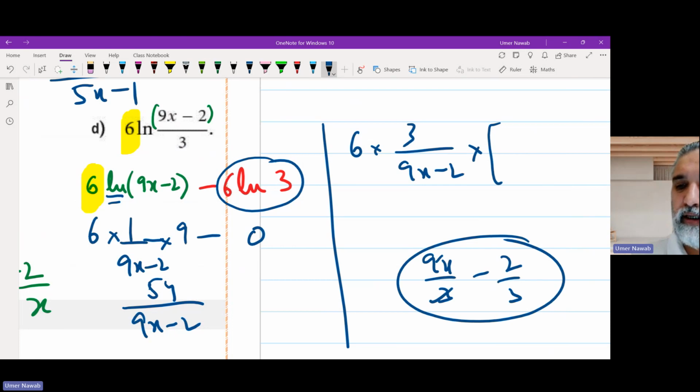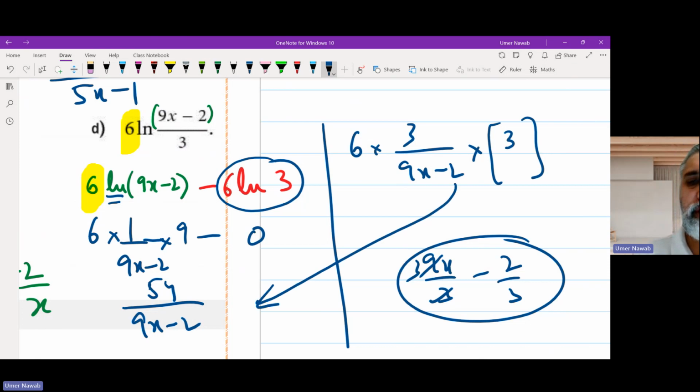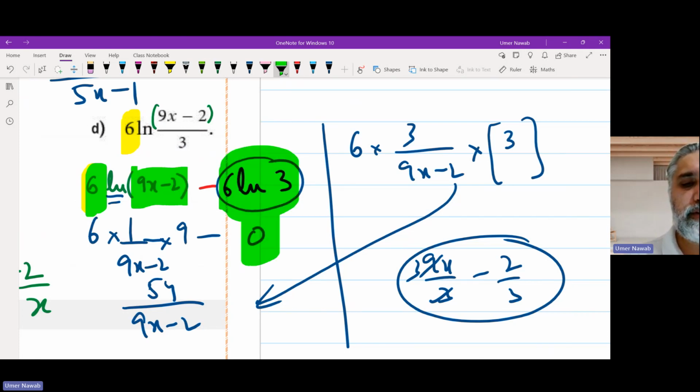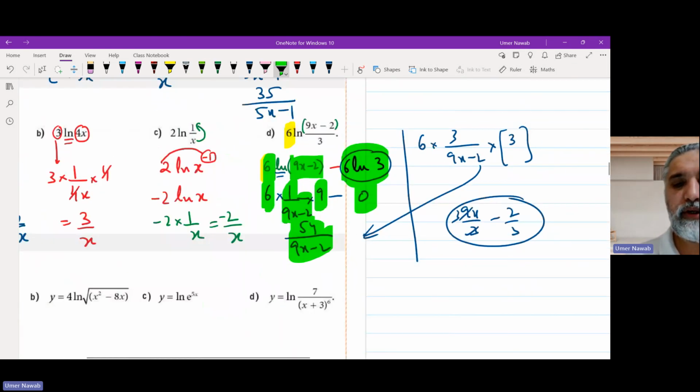And then the further derivative of 9x over 3 minus 2 over 3. What is the derivative of that? The derivative of 3x is just 3. Wallahi, the same answer will come to you like this. This is up to you, use any technique. But I love to apply the ln property, 6 ln of a minus 6 ln of b. 6 has to be behind the ln because 6 is multiplying. And you know 6 ln of 3, when I take the derivative, its derivative is 0 because this is a constant. 6 as it is, reciprocation, and the further derivative of 9x minus 2 is 9. And my final answer is 54 over 9x minus 2.